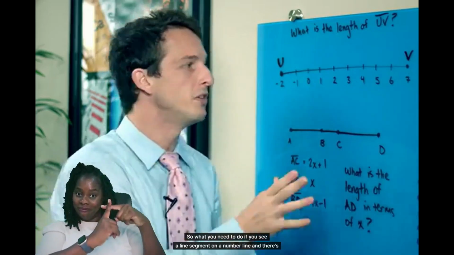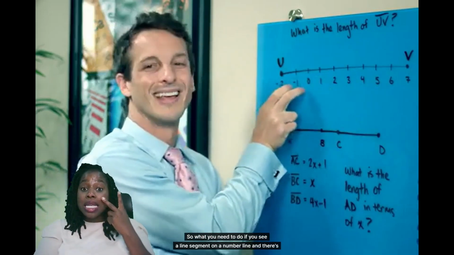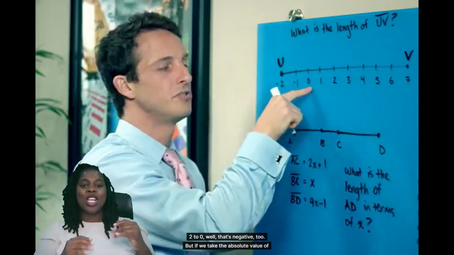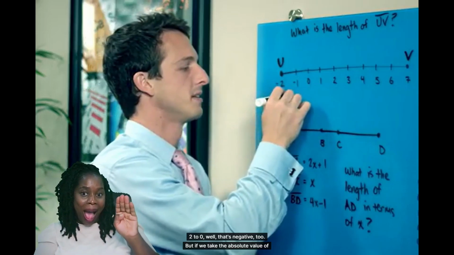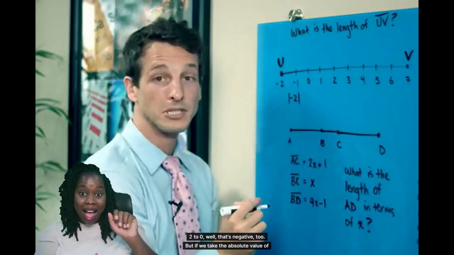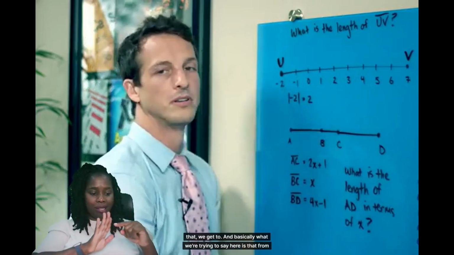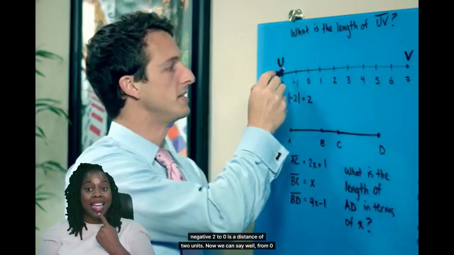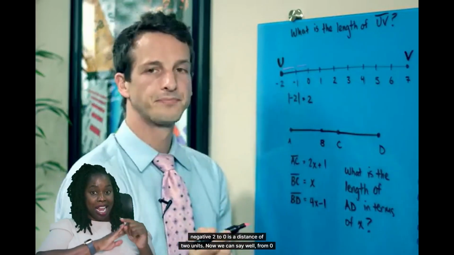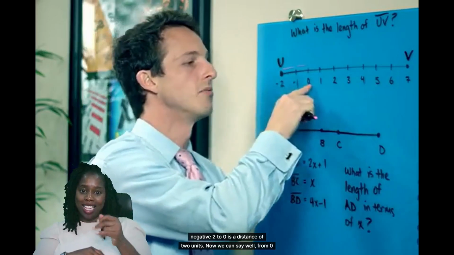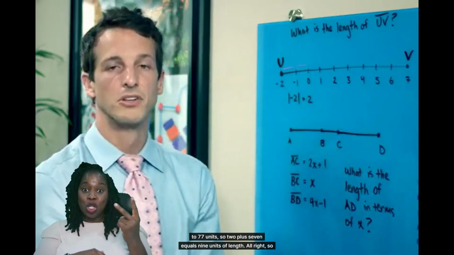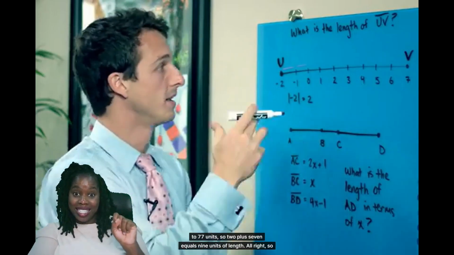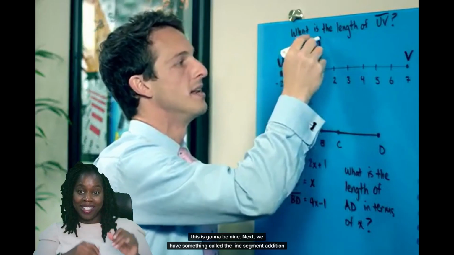So what you need to do if you see a line segment on a number line and there's a negative component is to take the absolute value of it. So from -2 to 0, well, that's -2, but if we take the absolute value of that, we get 2. And basically what we're trying to say here is that from -2 to 0 is a distance of 2 units. Now we can say, well, from 0 to 7 is 7 units, so 2 plus 7 equals 9 units of length. All right, so this is going to be 9.